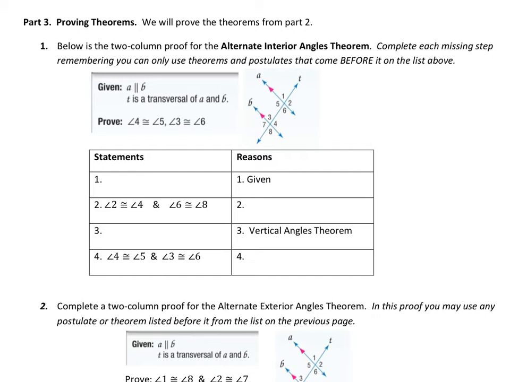So let's get started. Looking at my picture, I have that A and B are parallel, and T is the transversal. It's just setting up the picture. I need to get to angle 4 is congruent to angle 5, and angle 3 is congruent to angle 6. Okay. So first, let's write our given. This symbol right here means parallel, and technically it's two sideways lines, but computers often write it like that.